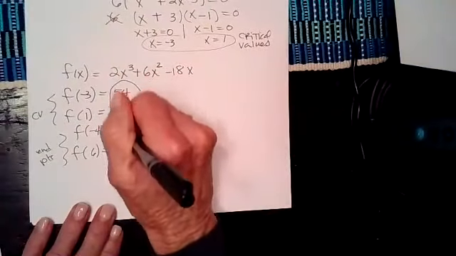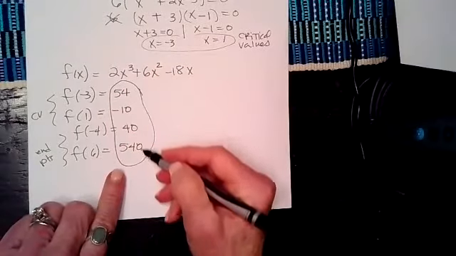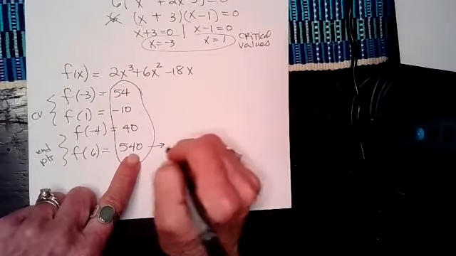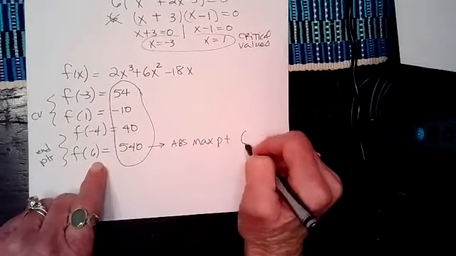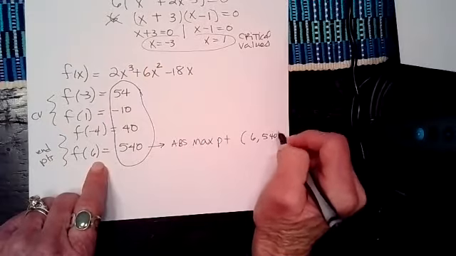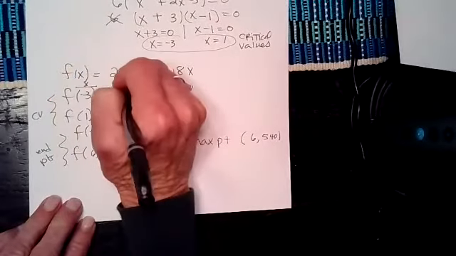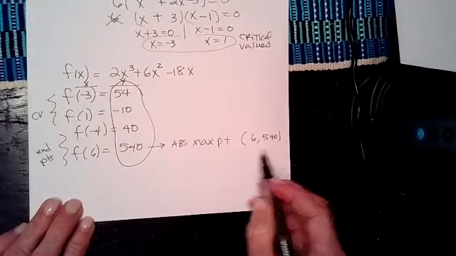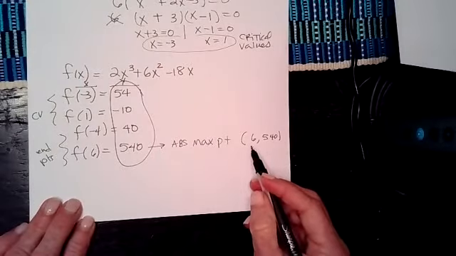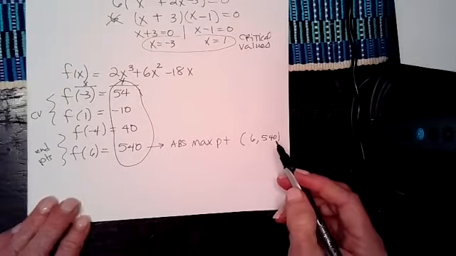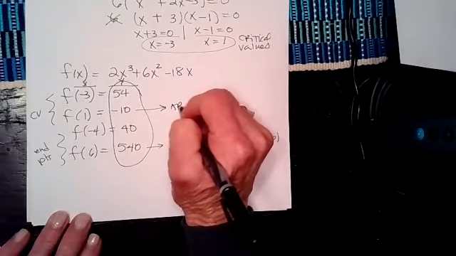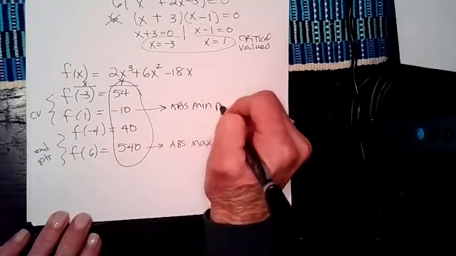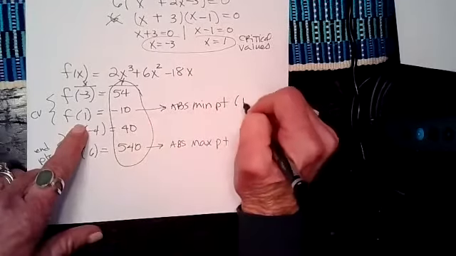Okay, all right, so now here I go. All the hard work is done and I look here. And so what is the largest value there? It is 540. So I have the absolute maximum point at 6, 540. So remember, here's your X and here's your Y part of the point. So I have an absolute maximum when X is 6. The absolute maximum value is 540. Okay, and then let's go look at the smallest value. There it is, -10. So I have an absolute minimum point at 1, -10.